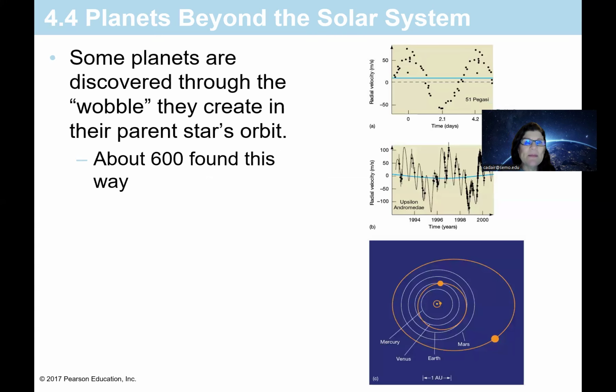All right, so some planets are discovered through a wobble that they create in their parent star's orbit. We found about 600 stars this way, and that is because they're big. If we can catch this wobble on a star, then we can infer that there is a big planet around it. We can calculate how big it is.